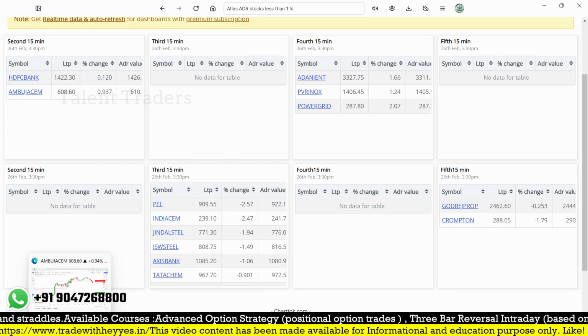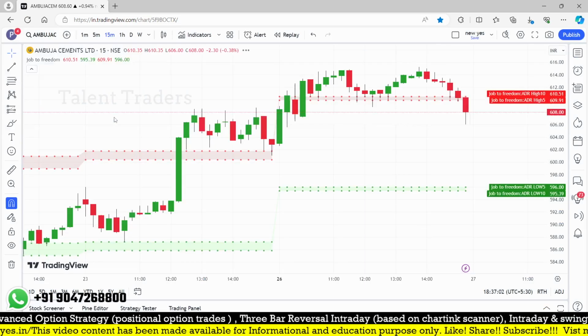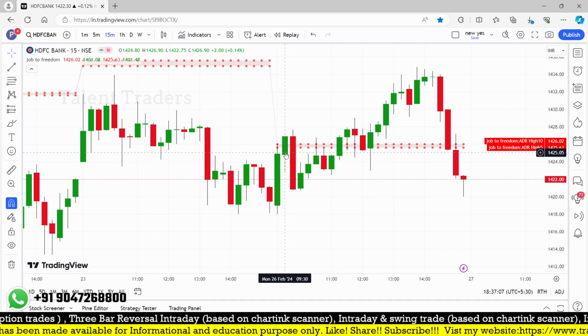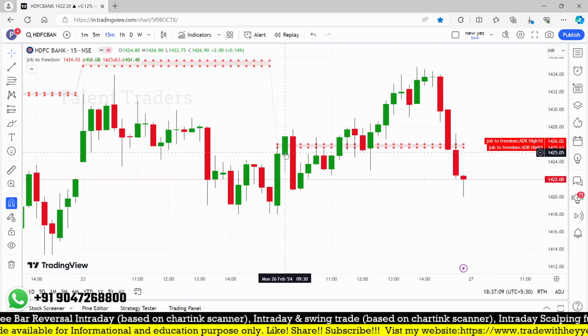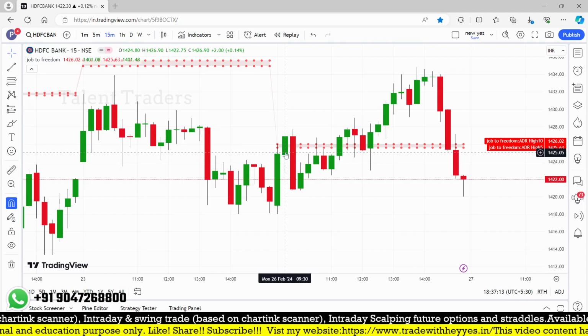Okay, so let me check HDFC. I think HDFC got triggered your stop loss. Even the stop loss is very small. You can see the second candle, 1422. The percentage change is around 0.414 percent, and the high and low range is around 4 to 5 rupees.